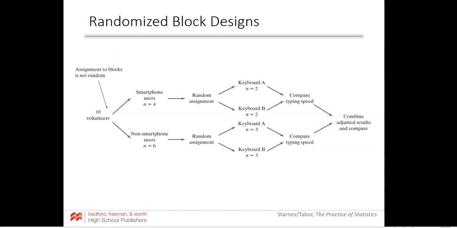And so, wow, for some reason, there's actually more non-smartphone users than smartphone users. There's 6 compared to 4. The groups don't have to be exactly the same size. That's important to understand. But you block by some similarity.